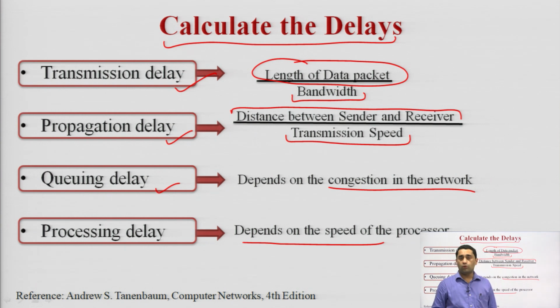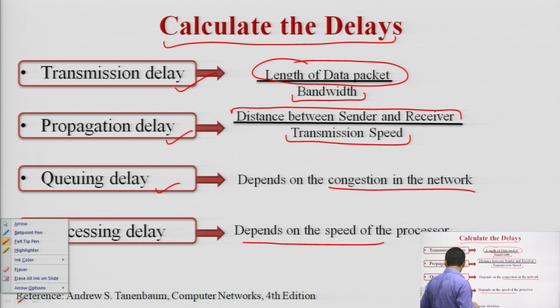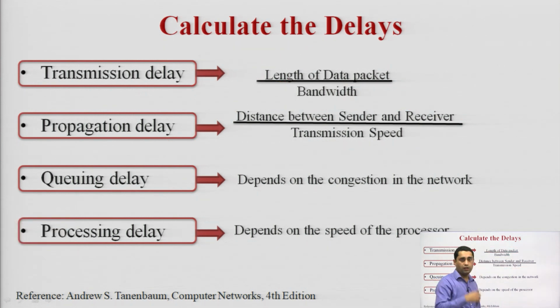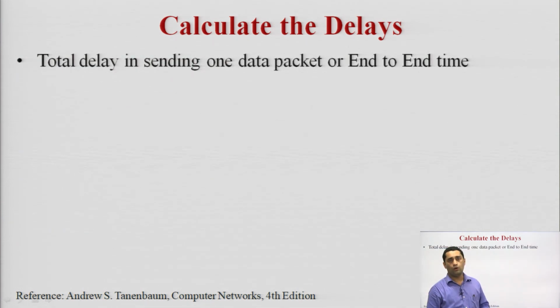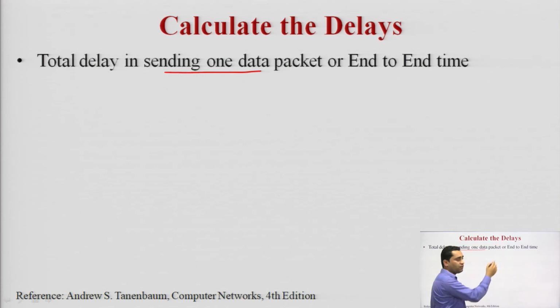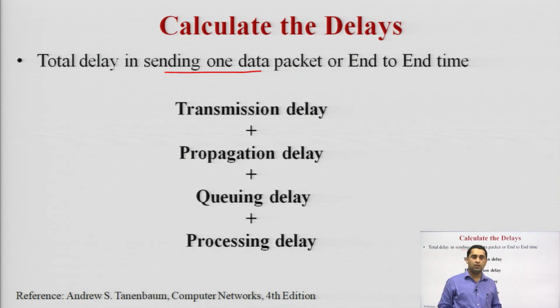Yes, there is one important question, if somebody is asking what the total delay in a particular network is, how will you do this? When we talk about the total delay in a particular network, total delay is basically the summation of all. This can be the total delay of sending one packet, or the end-to-end time from sender to receiver, what is the exact time. That is basically the summation of all 4 types of delay.